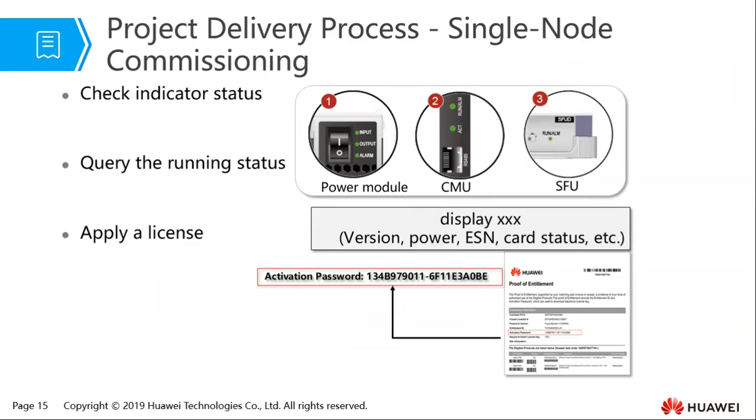Here are some of the indicators, for example. You need to check the indicator status, as we said. For the power module, you have these three indicators: input, output, and alarm. If they're green in color and not blinking, it means they are working normally. Otherwise, if for example they are orange or they are blinking, it means most likely there is a problem. Those are some of the indicators that you need to be aware of.